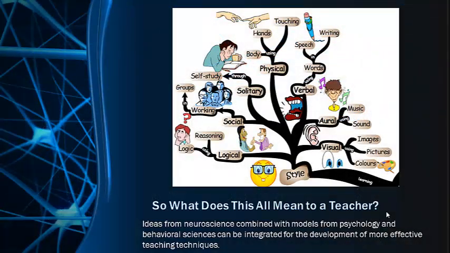So what does this all mean to a teacher? Well, basically, the ideas from neuroscience combined with the models from psychology and behavioral sciences can be integrated for the development of more effective teaching techniques. And we all know about the multiple intelligences, but we also have to teach to those intelligences to activate different parts of the brain and to help the students make connections.